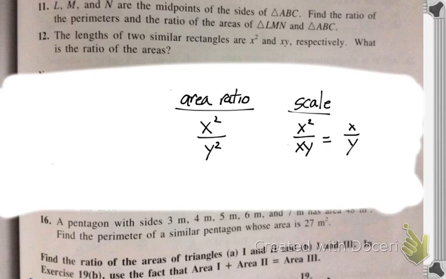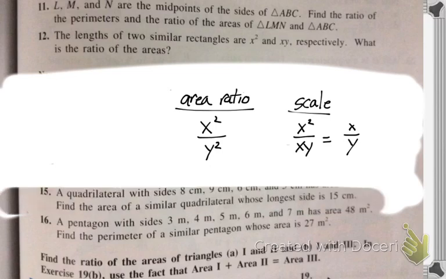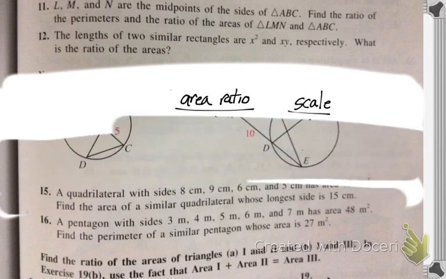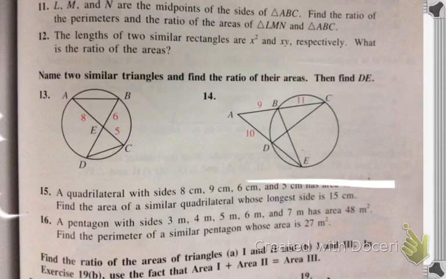Mary? 14. So 14 is find the ratio. Name two similar triangles and find the ratio of their areas. Find DE in both of them. Okay, so our similar triangles in number 14, I'll try highlighting them, are going to be ACD and then we'll do BED.